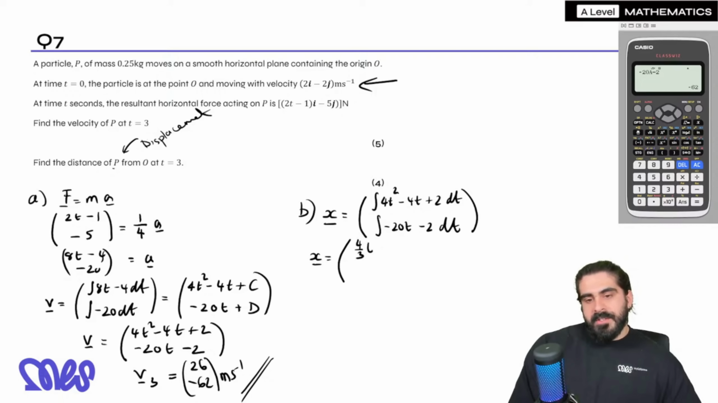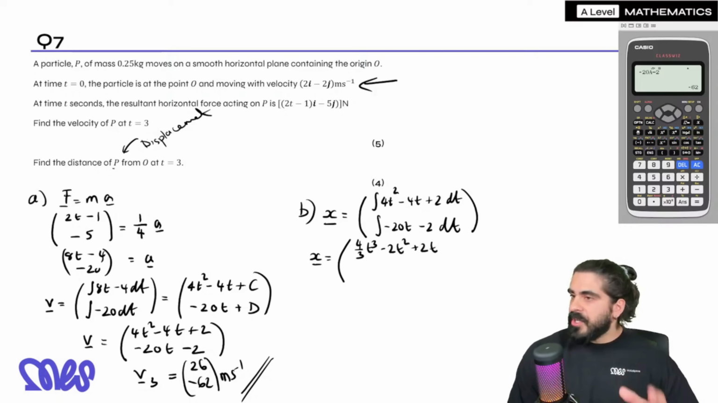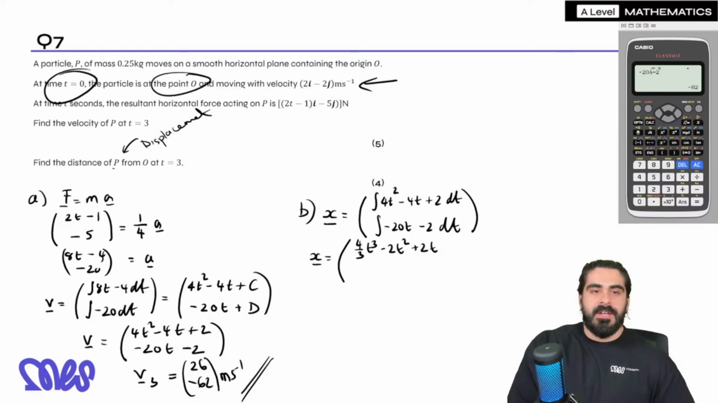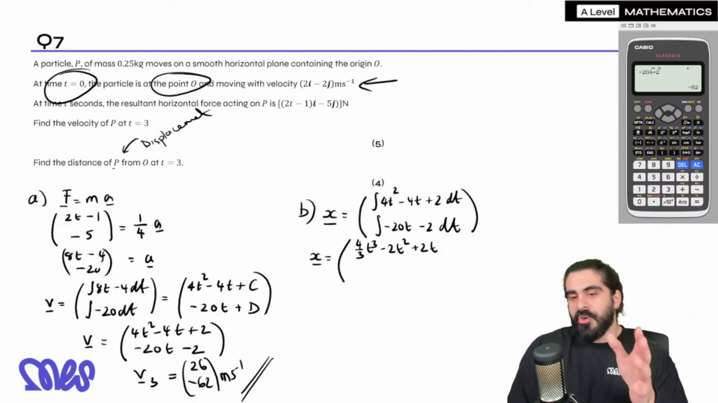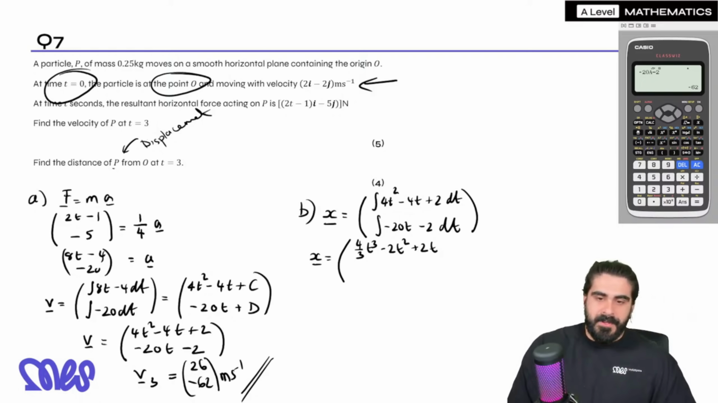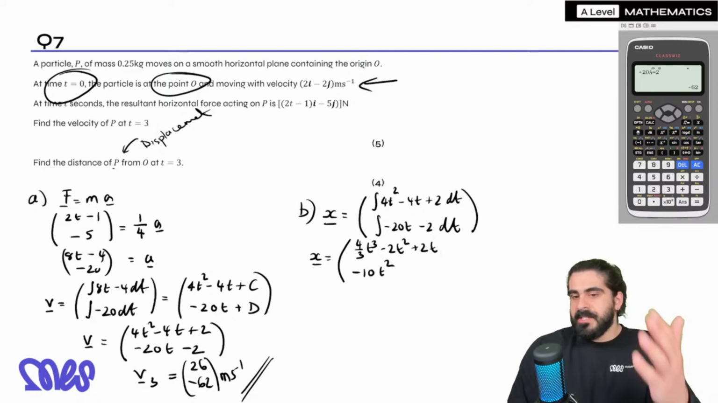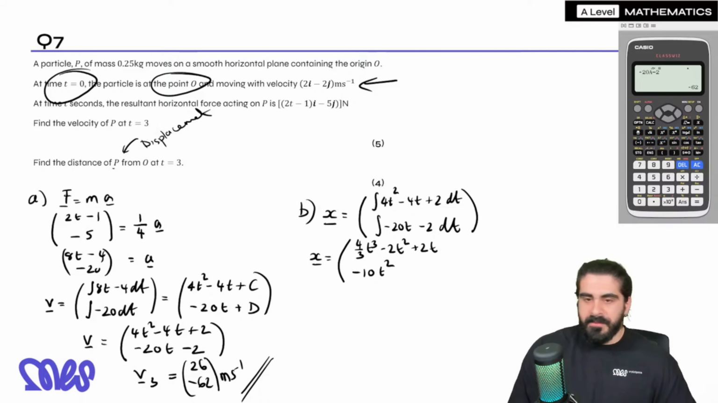Four thirds t cubed minus 2t squared plus 2t. Now again, I'm not going to write it, but the constants will be 0 because it says at t is 0, we're at the origin. So when you sub in 0, everything disappears and your constants just have to then be 0. So remember, it doesn't work with trig, because when you sub in 0 into cos, for example, you get 1. Then minus 2t, and from there, you're just going to sub in 3.